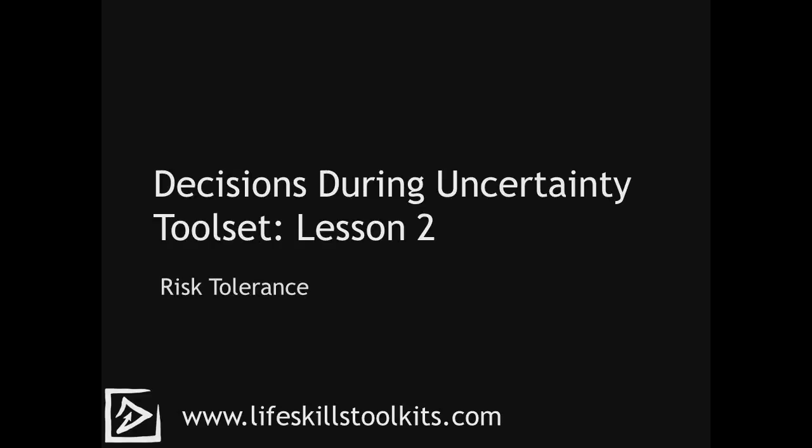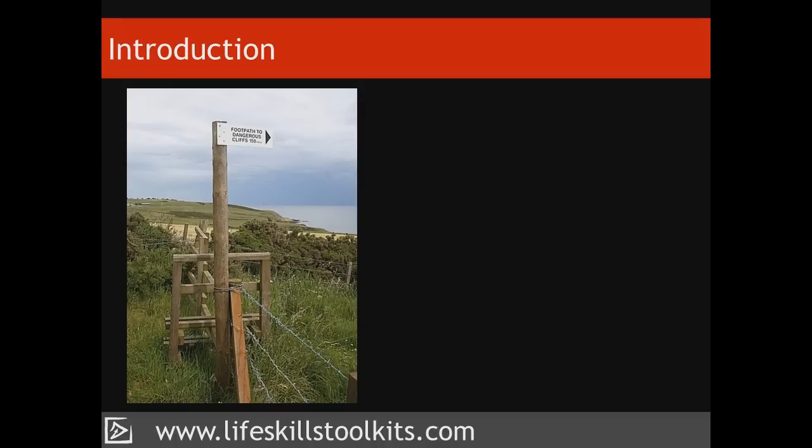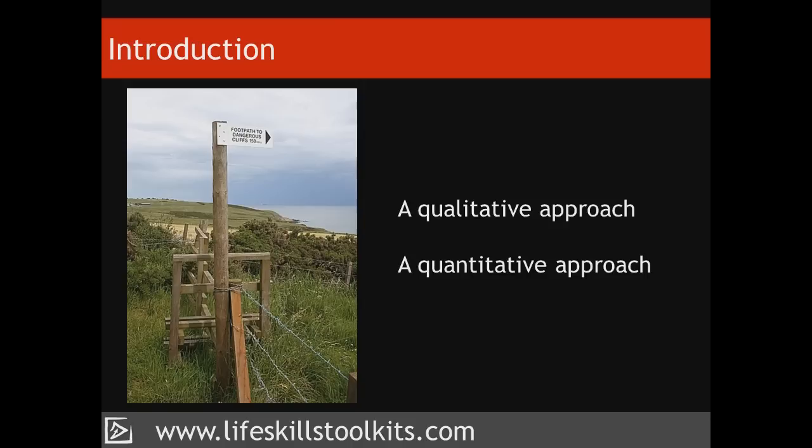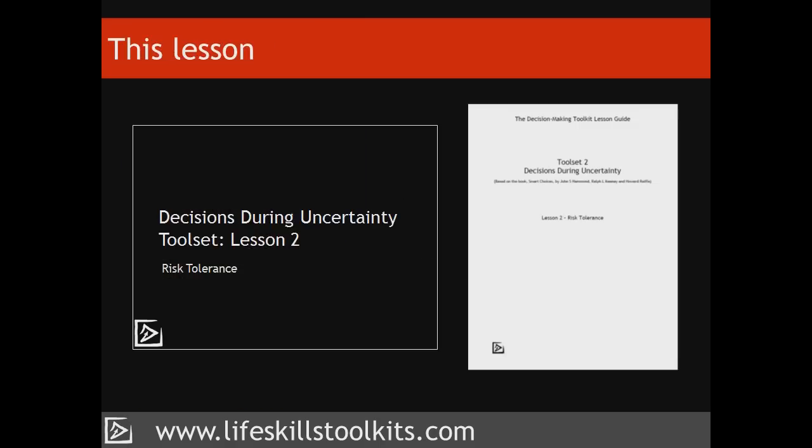Welcome to Lesson 2 of the Decisions During Uncertainty toolset, Risk Tolerance. This lesson describes the role risk tolerance plays in our decision making and provides two approaches for incorporating the extent of our willingness to take risks in our decision making. This lesson consists of this presentation together with a lesson guide to help you accommodate your risk tolerance when making decisions.